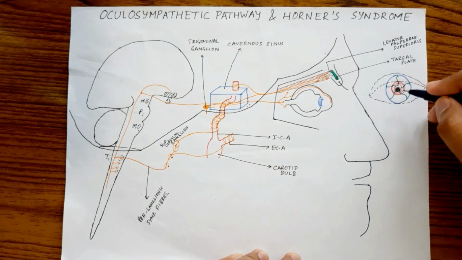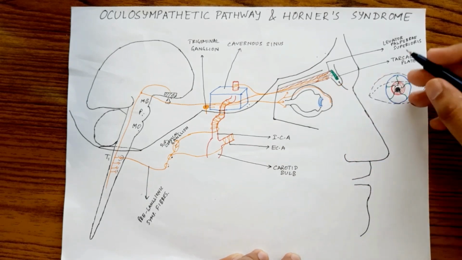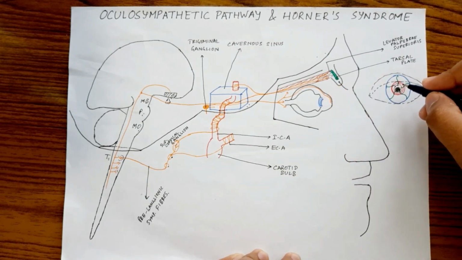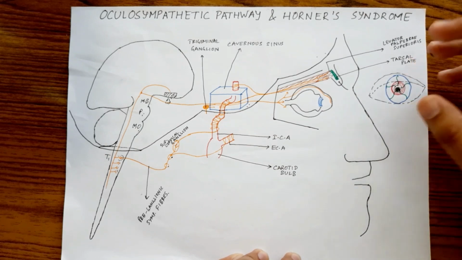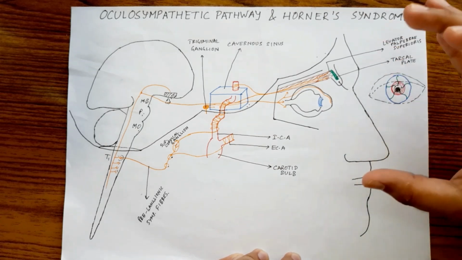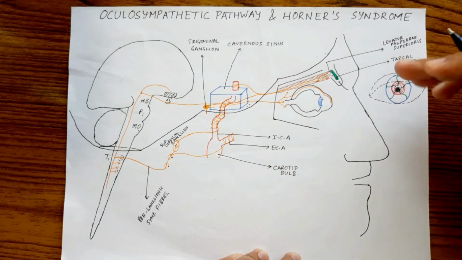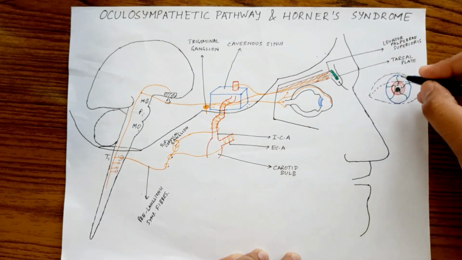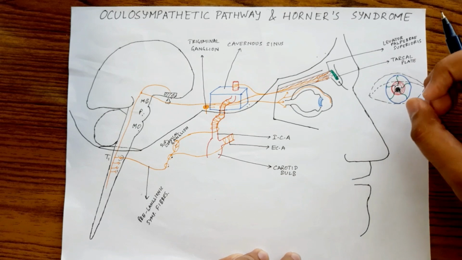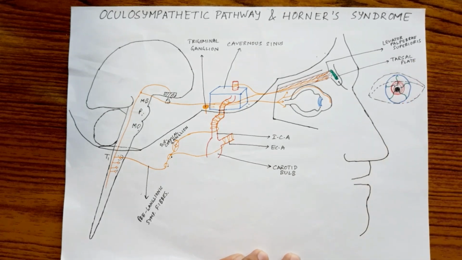Now coming to the iris, it has two muscles, the circular muscle and the radial muscle. The radial muscle is supplied by the sympathetic fibers and the circular muscle is supplied by the parasympathetic fibers. The action of the radial muscle, which is quite intuitive, is the dilatation of the pupil, and that of circular muscle is constriction of the pupil. Therefore, if the sympathetic fibers are interrupted, this would lead to loss of the action of radial muscles, which would eventually lead to miosis, that is constriction of the pupil.